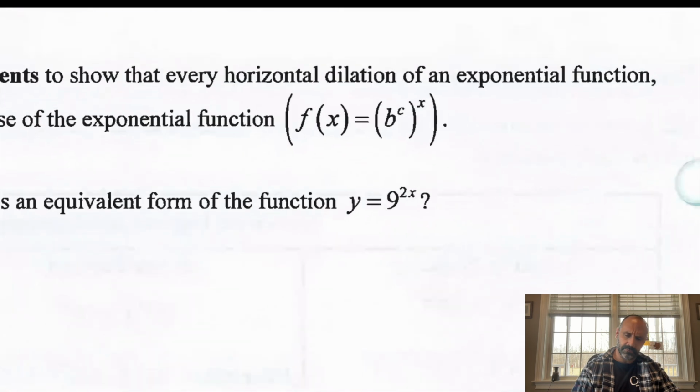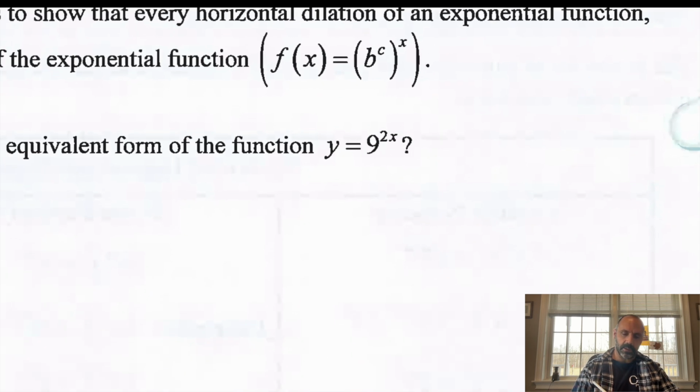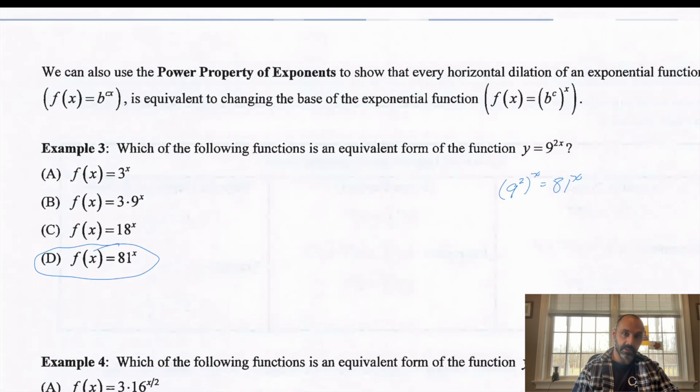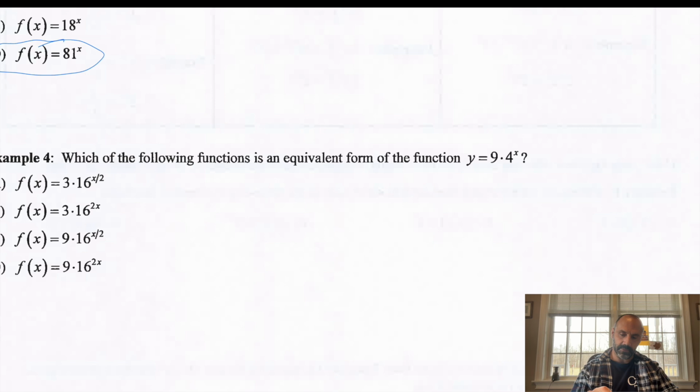So let's do this one. y equals 9 to the 2x. So this is the same as 9 squared to the x power. So this is 81 to the x power, right? And so we've changed the base. Where is that? Well, that's this one. The answer is D.